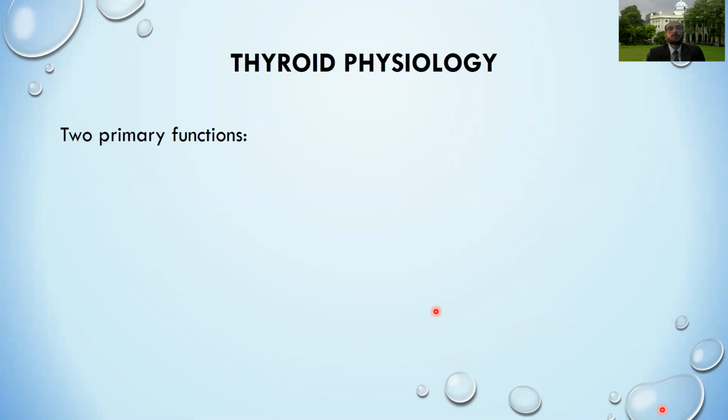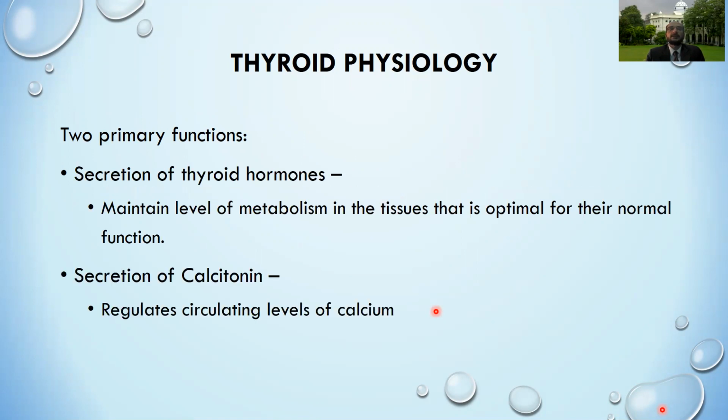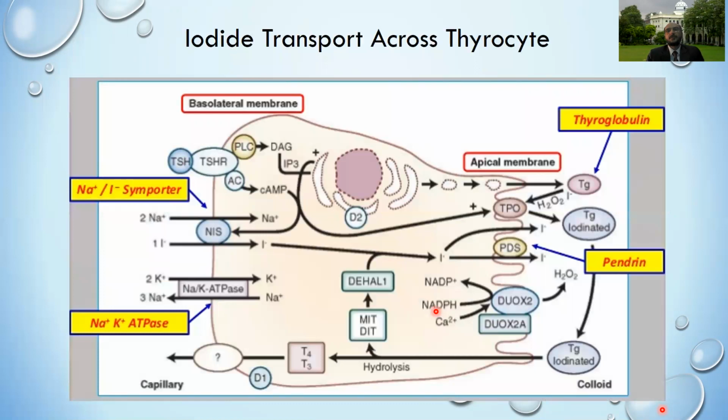So we know that the thyroid gland has two primary functions. One is the secretion of thyroid hormones, which are important for the maintenance of normal metabolism, and the other is secretion of calcitonin, which regulates the serum calcium levels. If we talk about thyroid hormone synthesis, it is important for us to understand that iodine is one of the important raw materials for thyroid hormone synthesis.